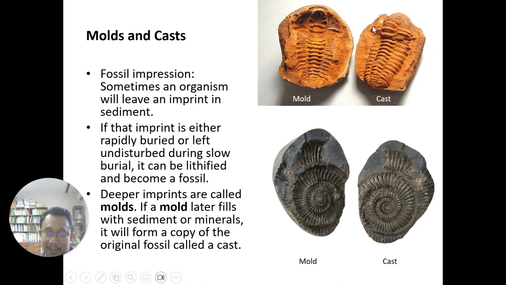And this is what you get: a cast of the impression, right? So this negative relief here, the impression of the outer surface of the animal, that's the mold, and the infilling of that mold is the cast. It's like kuih bahulu, if you make that impression, right? So deeper imprints are called molds. If a mold later fills with sediment or minerals, it will form a copy of the original fossil, and we call it a cast. Another example, a fossil ammonoid: this is the mold, and this is the cast, which has been formed as minerals infilled the mold.